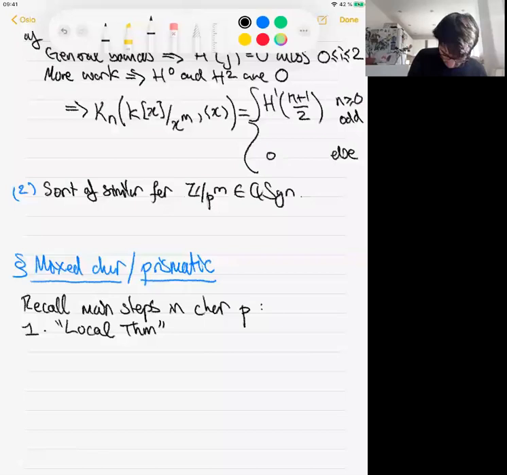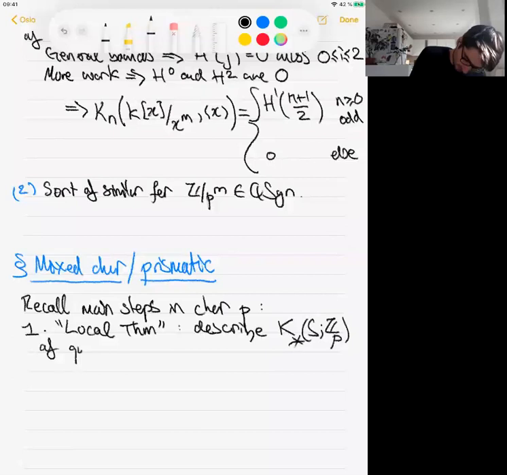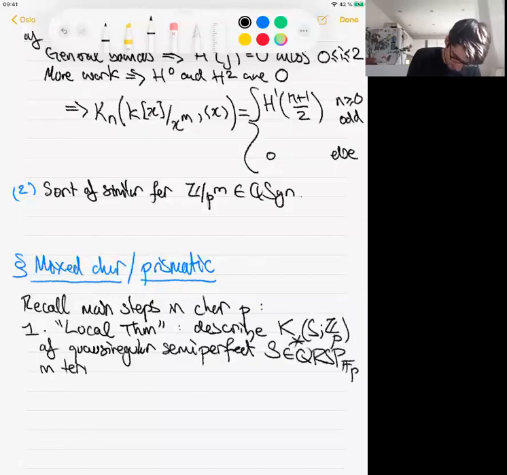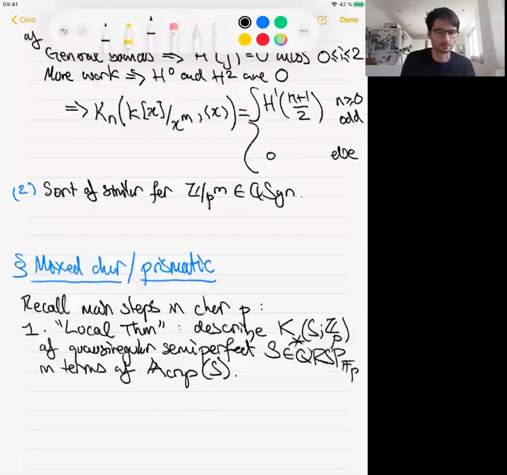We described the p-adically completed K-groups of all quasi-regular semiperfects, quasi-regular semiperfect rings S over F_p, in terms of the associated crystalline period ring. More precisely, they were given by some Frobenius eigenspaces inside these big crystalline period rings.